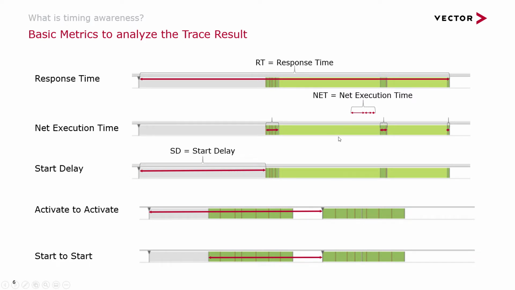The next thing we have is the activate to activate time. Activate to activate, quite simple, the time between two consecutive activations, and the start to start time is the time between the first and the next real start, or the active running, of the task on the core. This also gives us a very good indication to understand, for periodic tasks, are my periodic tasks really activated within the period, or is maybe my 10 millisecond task activated every 1.5 milliseconds, for example? That would be a problem.